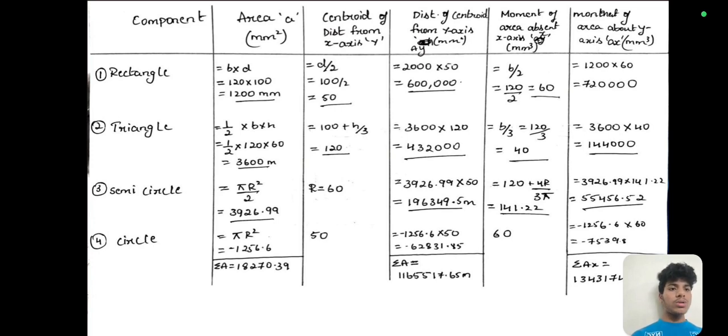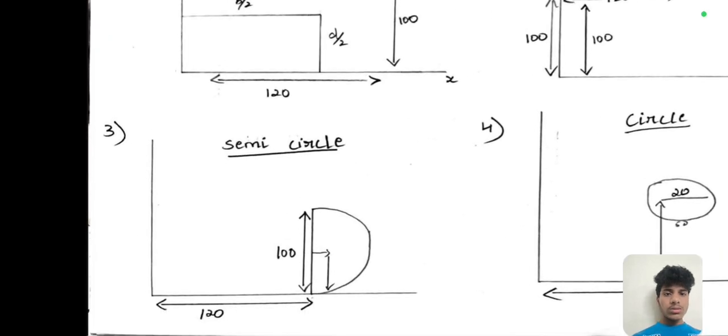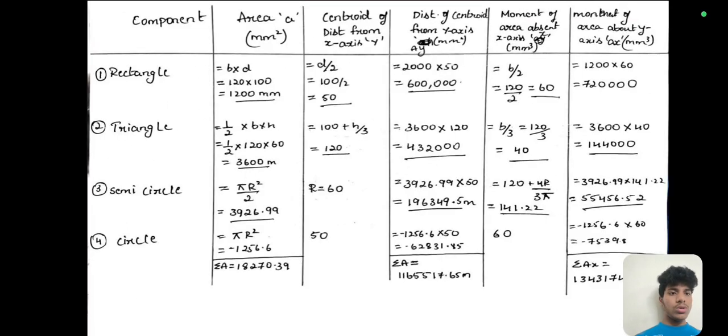In the next step, we have to find the moment of area about the x-axis, x bar. So x bar is 4r by 3 pi, so here we will get the answer as 141.22. So next step is the moment of area about the y-axis, A x bar.